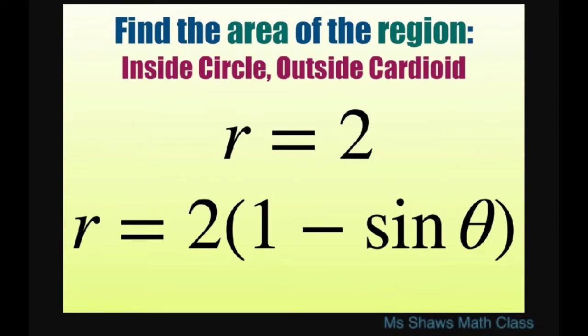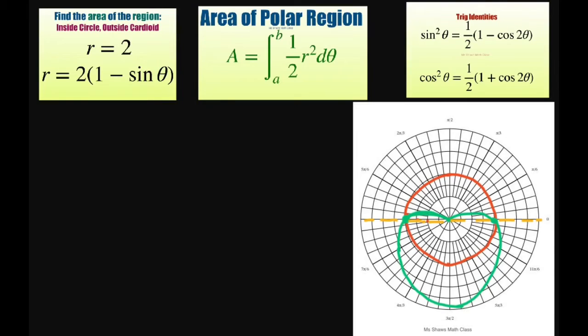Hi everyone, we're going to find the area of the region inside the circle and outside the cardioid. So basically my circle here is in red and my cardioid is in green. If you set these equal to each other, they intersect at pi and 0 here.